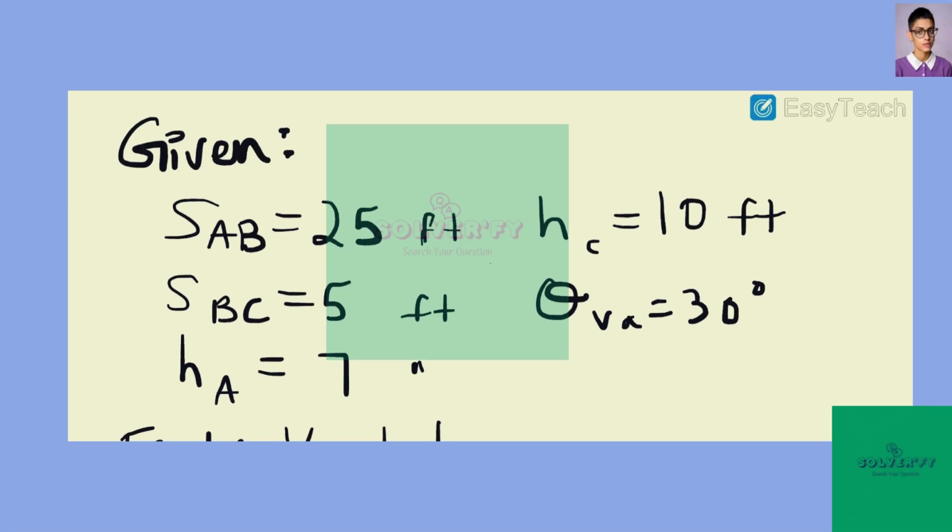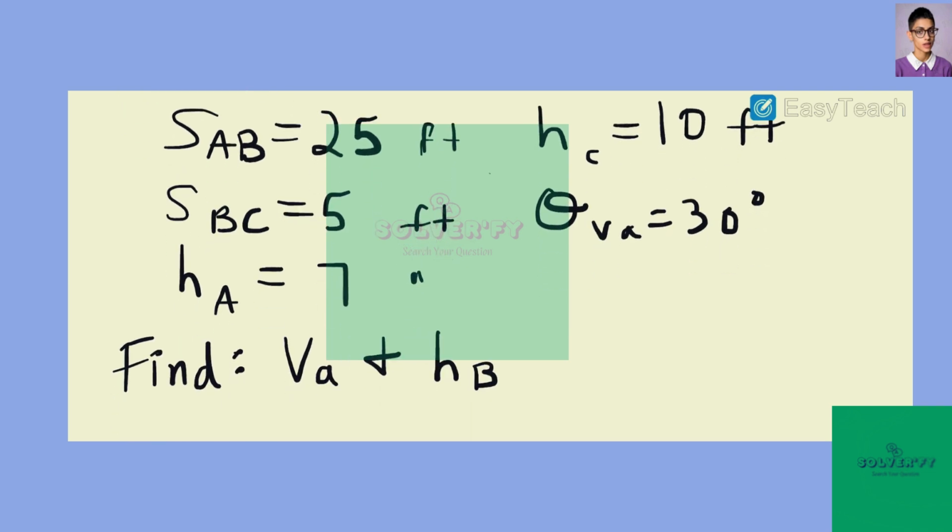Hi everyone, what we're given is that a basketball passes through a hoop, even though it barely clears the hands of a player at B. We know the distance from the player at A, who's shooting the ball, to B is 25 feet. The distance from B to C is 5 feet. The height of the player A is 7 feet. The height of the basketball hoop is 10 feet. And the angle at which the ball is shot is 30 degrees. What we're asked to solve for is the velocity the ball is shot at and the height of the player who's trying to block the ball.